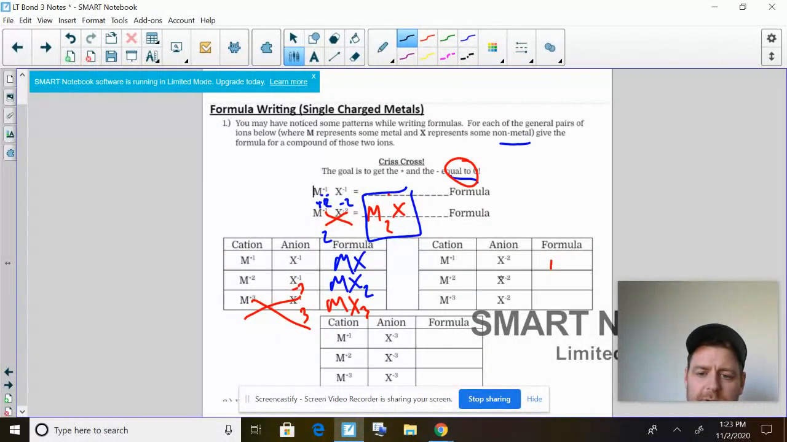Let's do this one. These are not equal to 0. So what do I do? Crisscross. M2X. Okay, go ahead and pause. See if you can do these two right here.